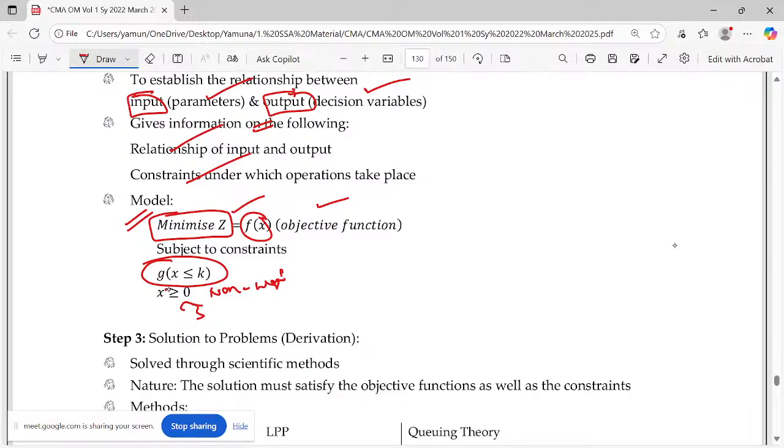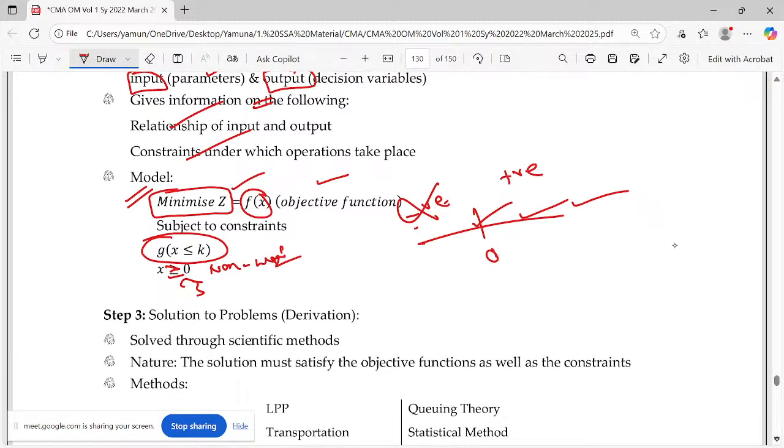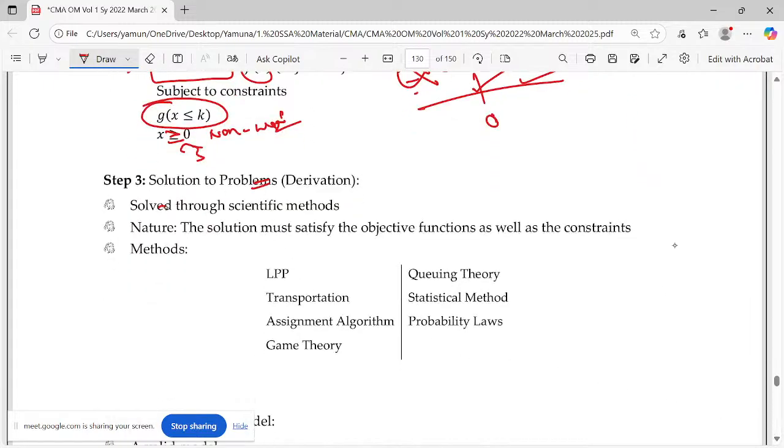Why is it non-negative? Because it's greater than or equal to 0. If you take the number line, this is 0, this is the positive side, this is the negative side. They say 0 or greater than 0, so it's not going to be negative. It's a non-negative constraint. Okay. Then after that, you have to solve the problem. We solve the problems by actually deriving the values, so that's why it's called the derivation side.